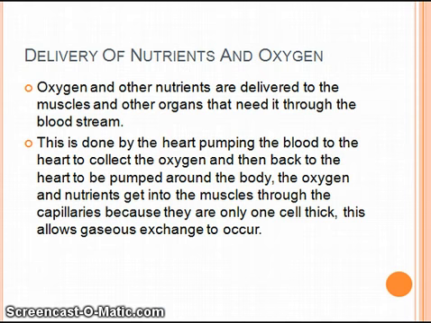Oxygen and nutrients are delivered to the muscles through the bloodstream. This is done by the heart pumping the blood constantly around the body. First it goes to the heart to get the oxygen, then it goes back to the heart and then is pumped around to where the nutrients are needed. The nutrients are exchanged via gaseous exchange. This is because capillaries are only one cell thick, so it allows an easy process of gases to pass through.